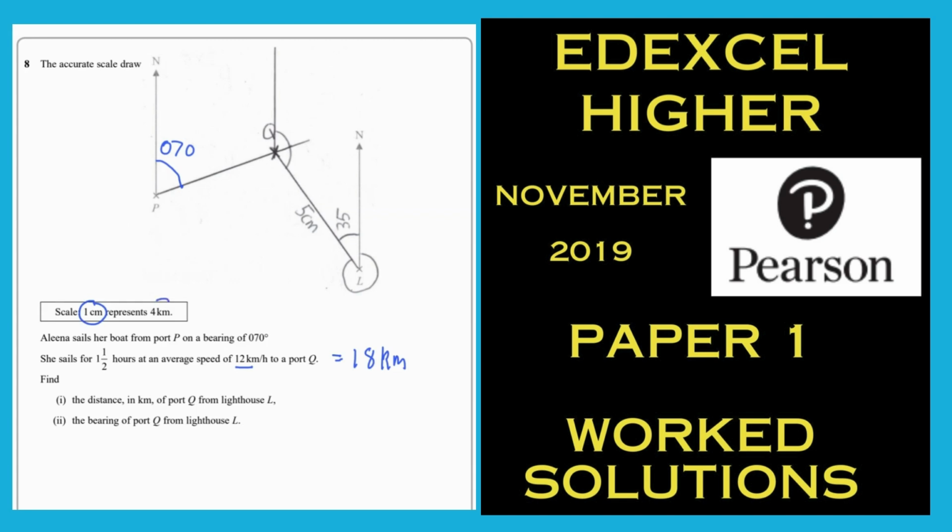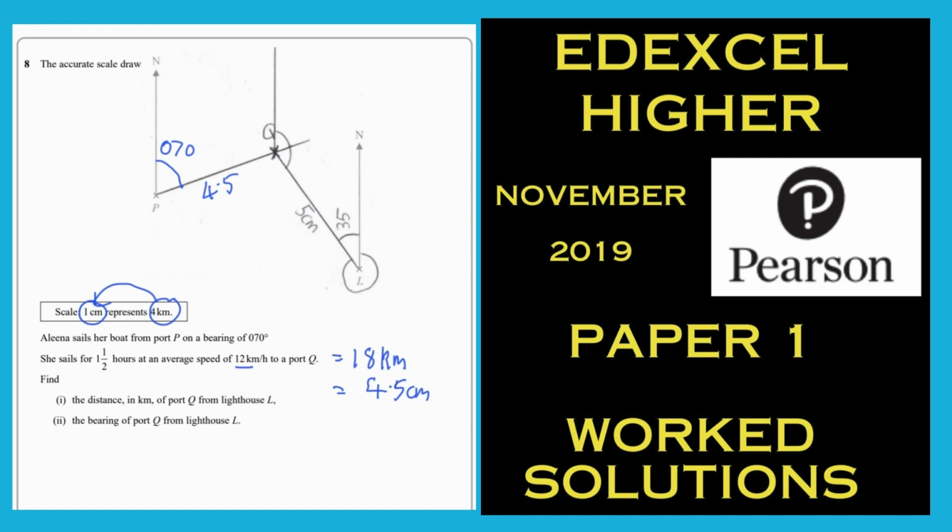1 centimeter is 4 kilometers. We need to divide by 4. Halve it and halve it again. Whoops. So 4.5 centimeters. You need to measure 4.5 centimeters, so ruler or pair of compasses will suffice. But you've already got the bearing. There we go. 4.5 in that direction. Find the distance in kilometers of port Q from. So you get your ruler, you measure that distance.